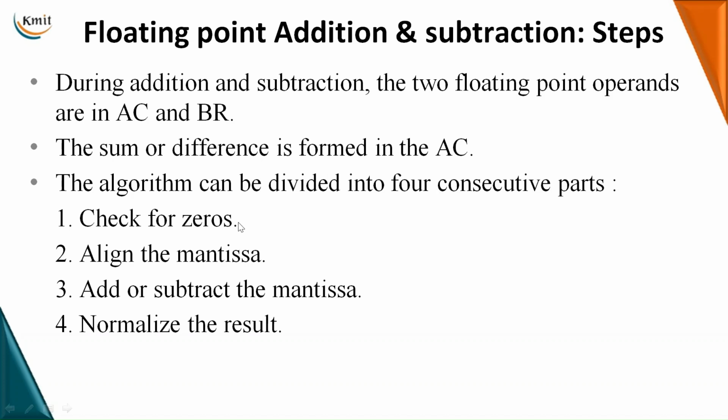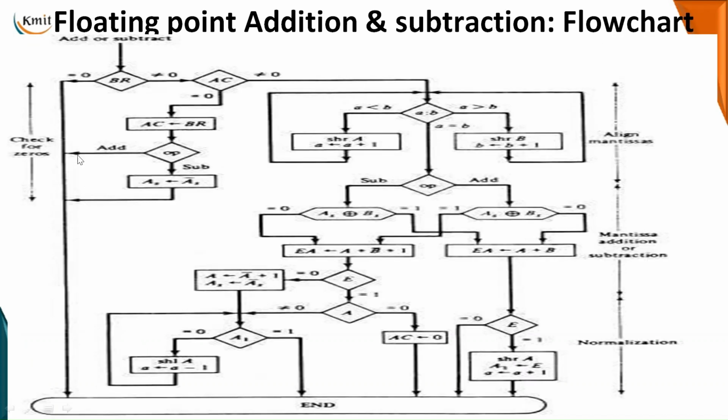The first step is check for zeros. The second step is aligning the mantissa part of your data. The third step is add or subtract the mantissas. And finally, you need to normalize the result. So this is your flowchart of floating point addition and subtraction. It contains mainly the four steps.